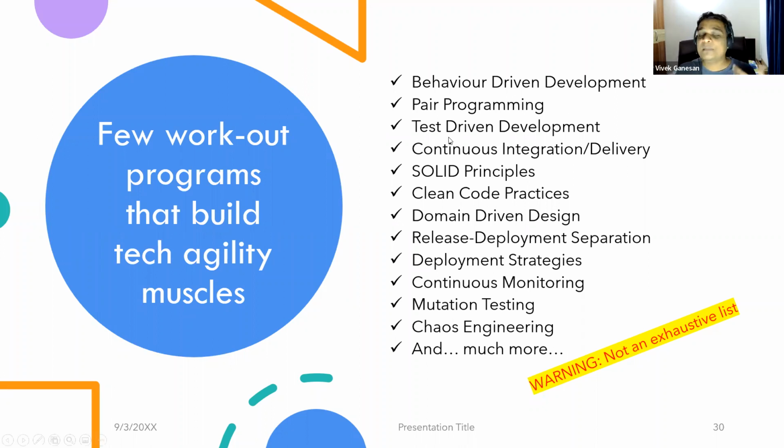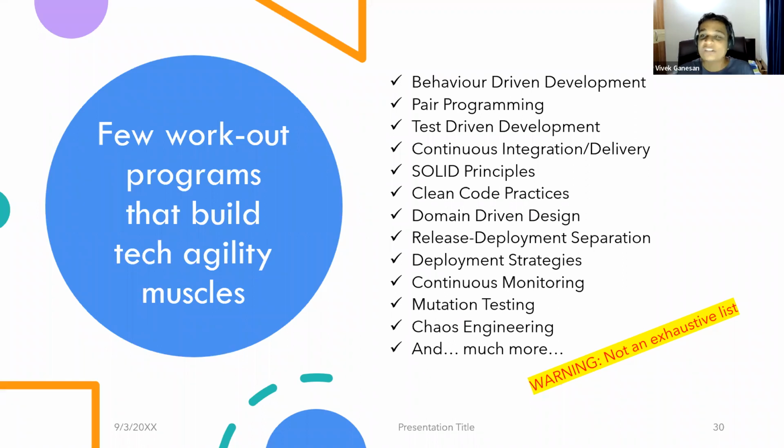Test-driven development, many people know about this. It's a very famous term where you start with a test and then only write the code, right? And there are the continuous integration, continuous delivery, and continuous deployment aspects. There is something called SOLID principles, which is about the design of your code. There are clean code practices about how you can write code that can be easily understood by other people and easily changed.